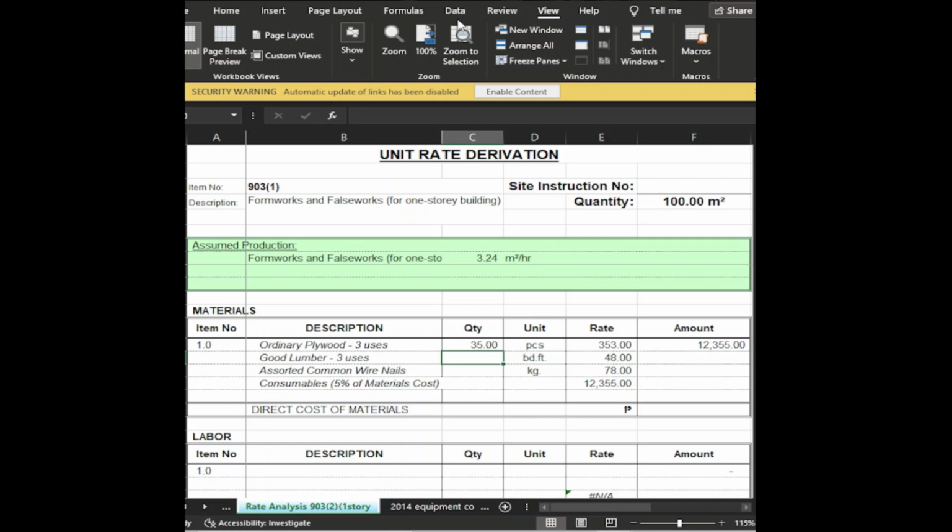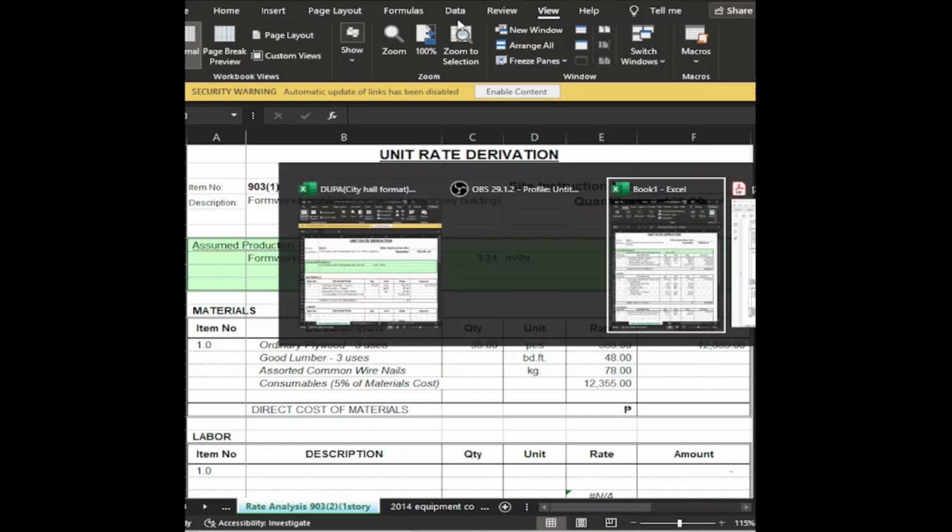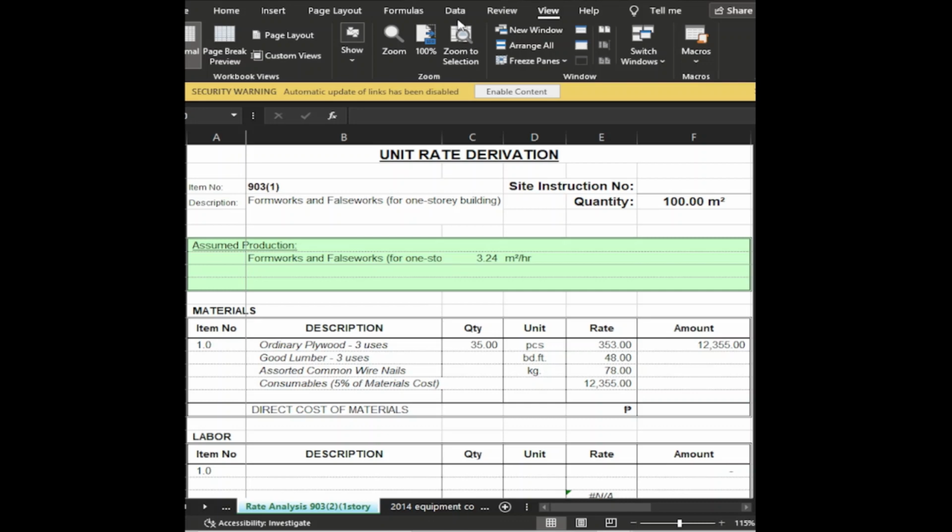And our good lumber, we are using board feet. Our factor for this one is 7.19, times 100 quantity. So this is 719 board feet. So you just have to compute the number of lumber that you are going to use.